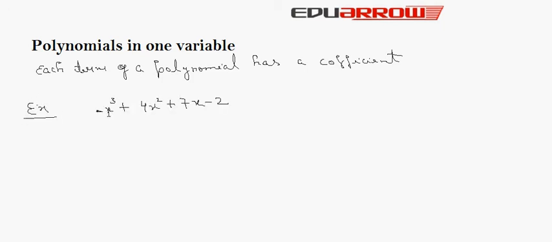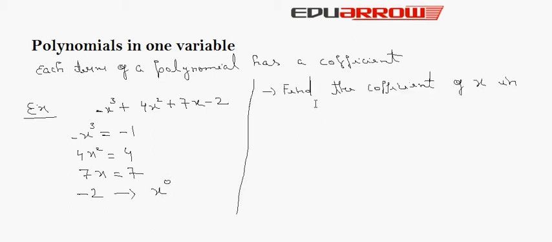the expression minus x cube plus 4x square plus 7x minus 2 has four terms, that are minus x cube, 4x square, 7x and minus 2. So the coefficients of these terms are: the coefficient of minus x cube is minus 1, the coefficient of 4x square is 4, the coefficient of 7x is 7 and minus 2 is the coefficient of x to the power 0.